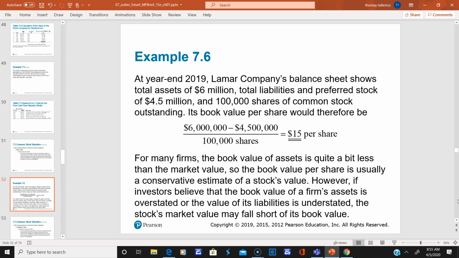So here is another example. Let's look at this example with the book value per share. Here is the balance sheet, and it shows the total assets of $6 million. You see that right here? Here's the total liabilities, $4.5 million. And here are 100,000 shares outstanding. So that comes out to $15 per share. Because the book value sometimes is much lower than the market value, because the stock has gone up, of course, this is a pretty conservative estimate.